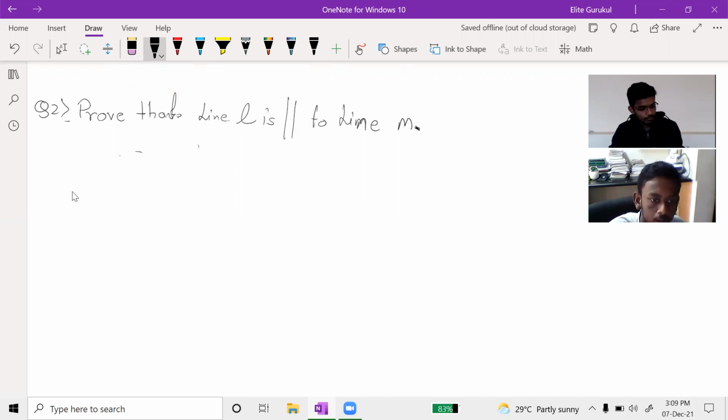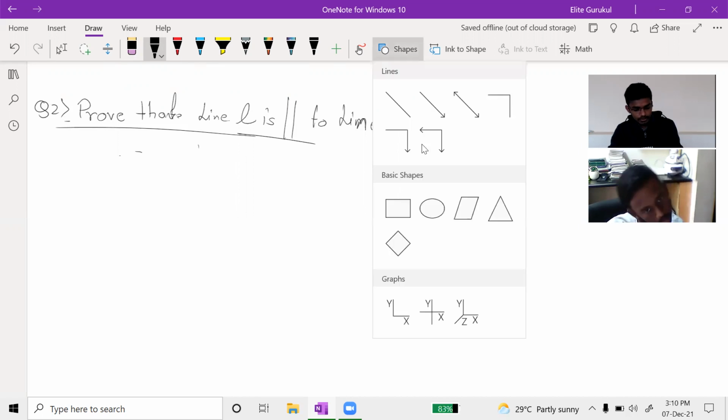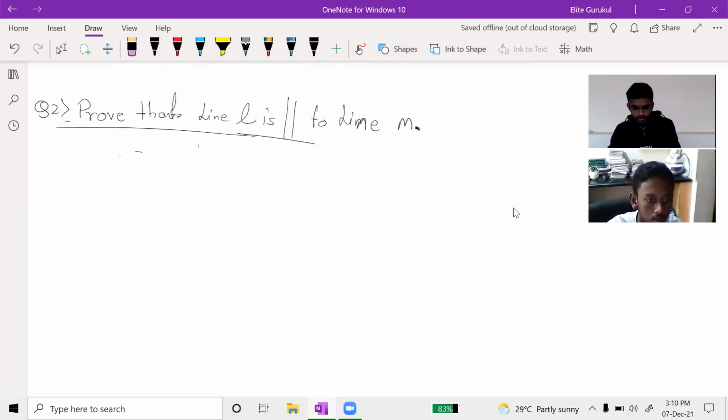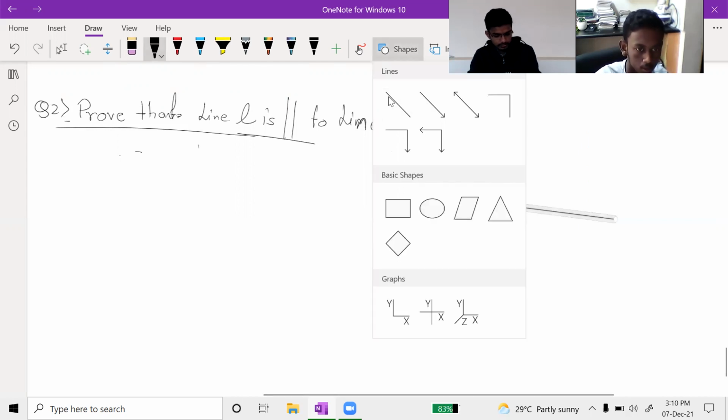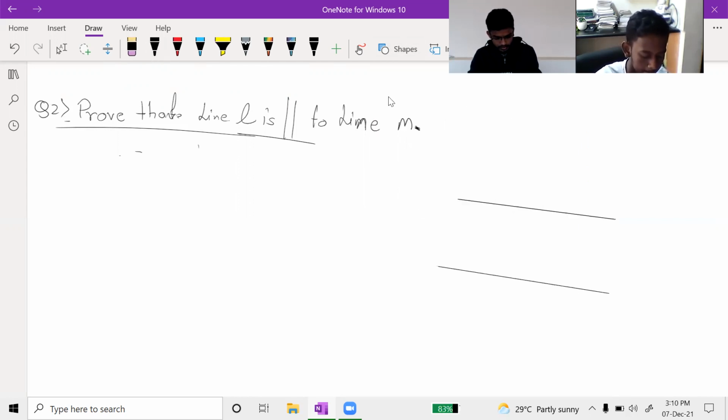What do we have to prove? We have to prove that the line L is parallel to line M. That's a simple question for you. No more rocket science. First, I will draw the lines. These are the lines. And this is L and this is M.